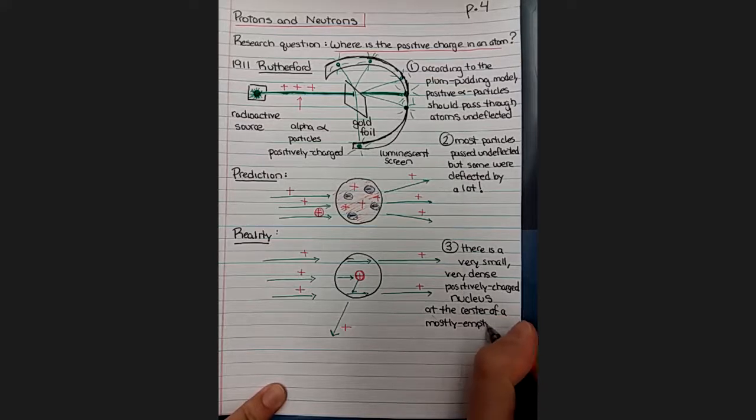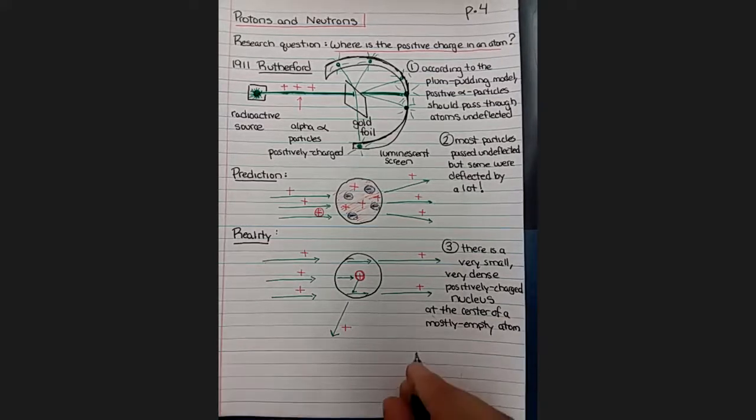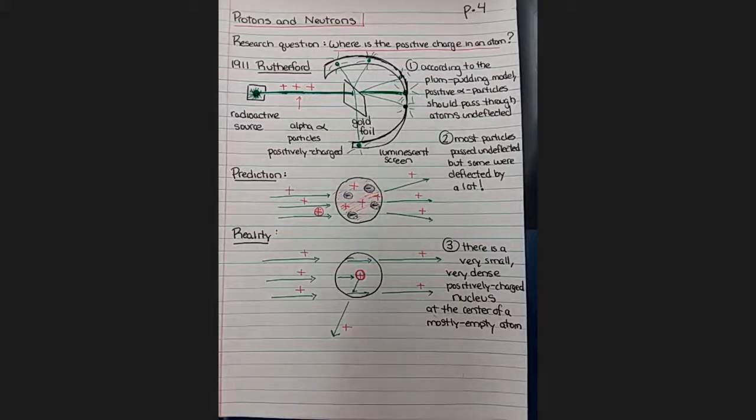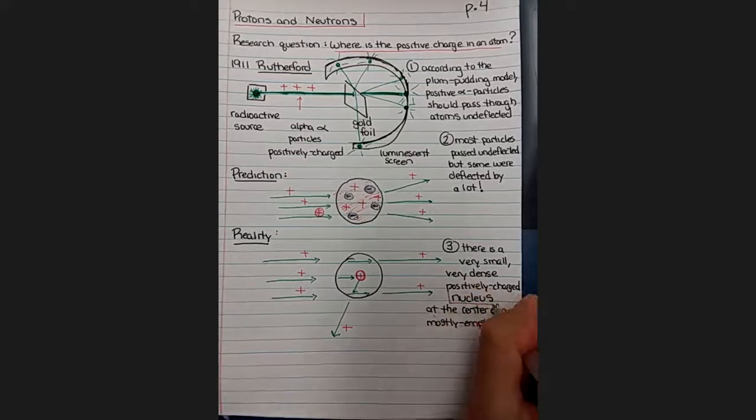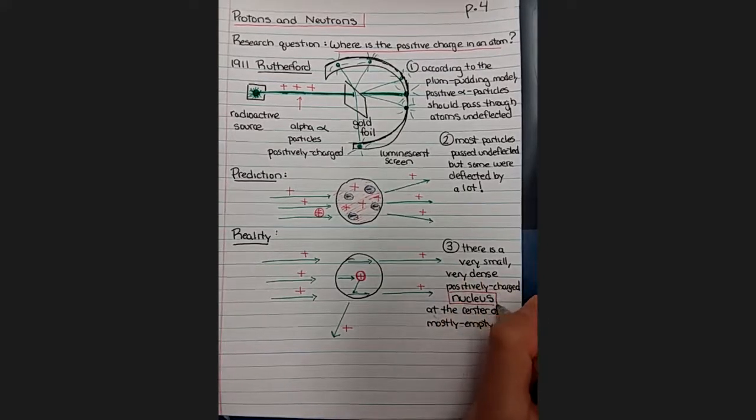We know the electrons are there. We discovered them already. But remember that the electrons were very, very, very small and very light. So they don't take up much space in this atom either. All right, here's our new vocabulary word, the nucleus.